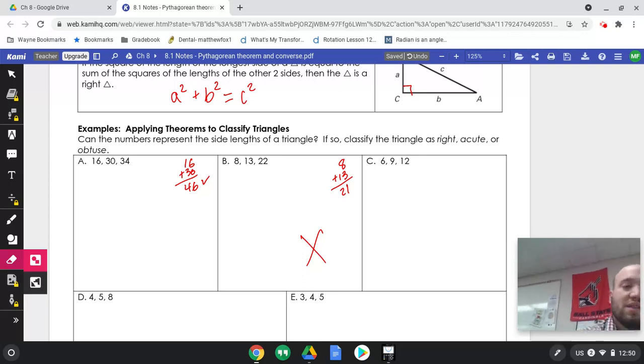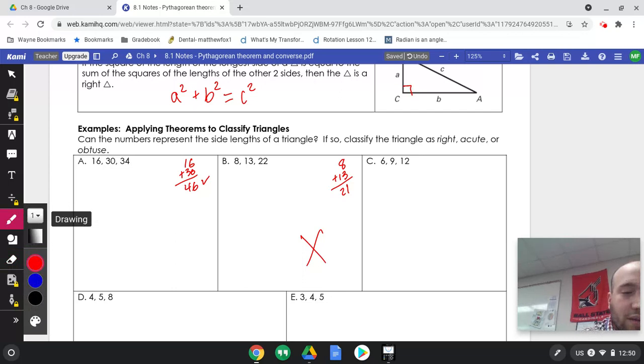Now, we always take the two smallest, so let me switch back to a pen. 16 squared plus 30 squared. I'm just going to put a blank here. How does that compare to 34 squared? So 16 squared. I don't expect you to have this memorized, but to save time, I'll just put 256. 30 squared is 900. How does that compare? 34 squared would be 1156.